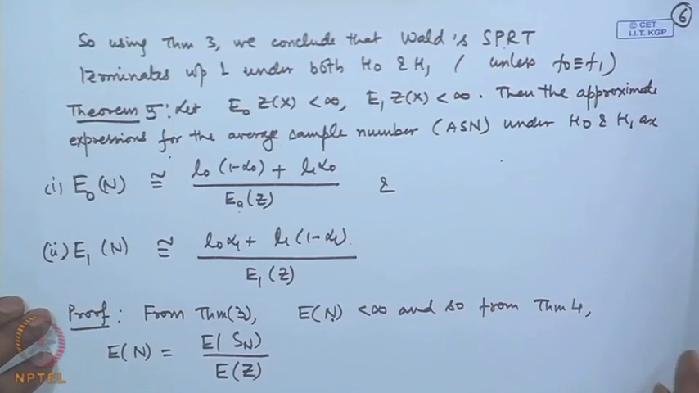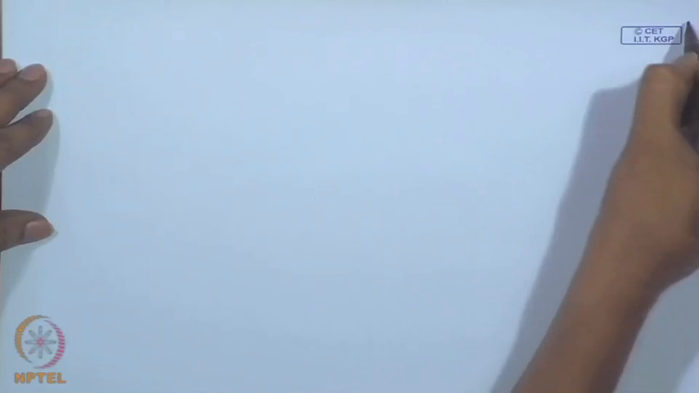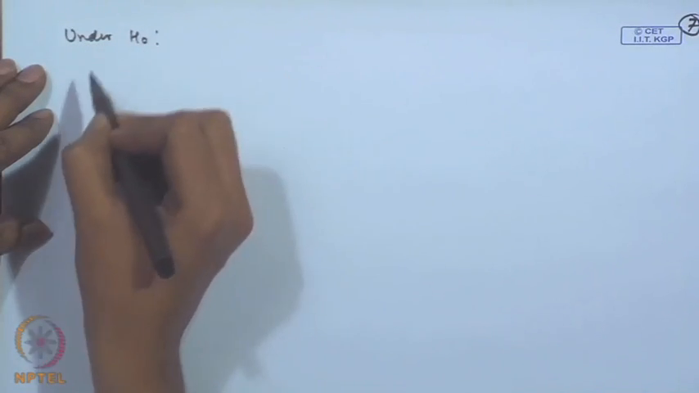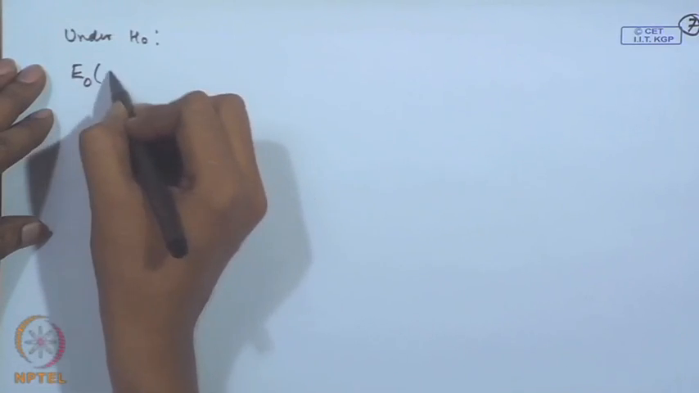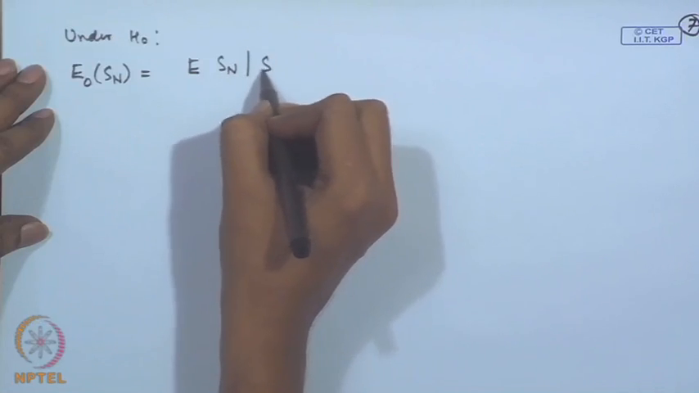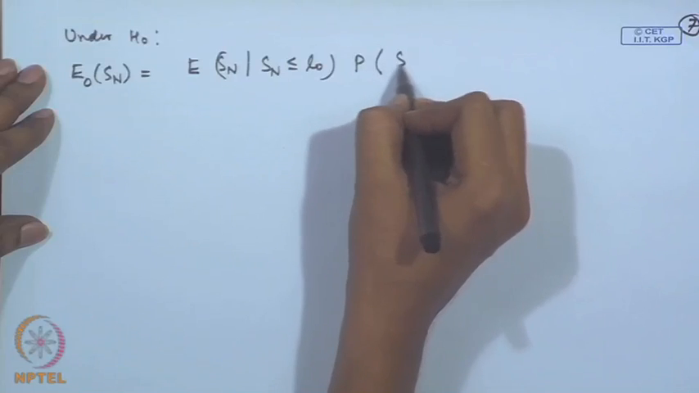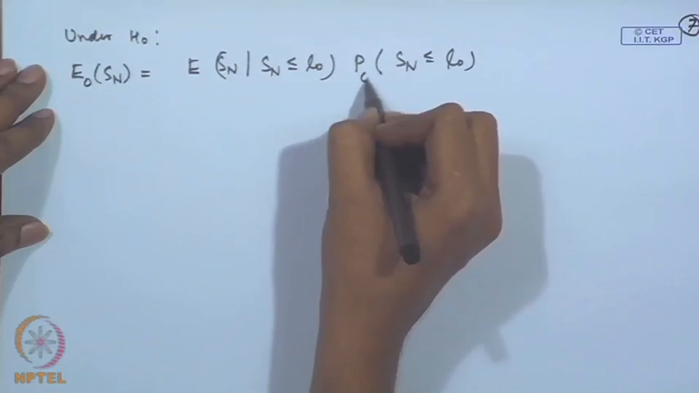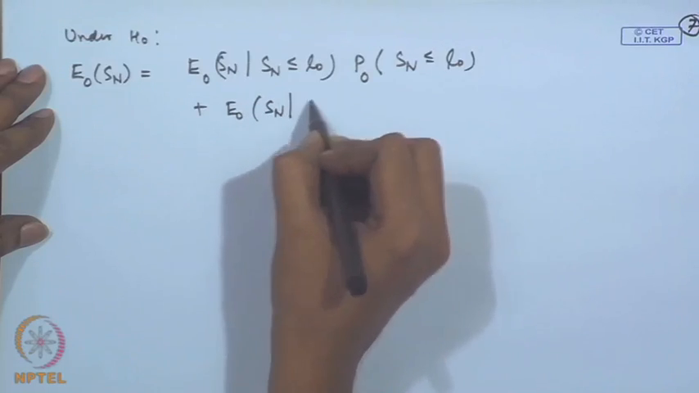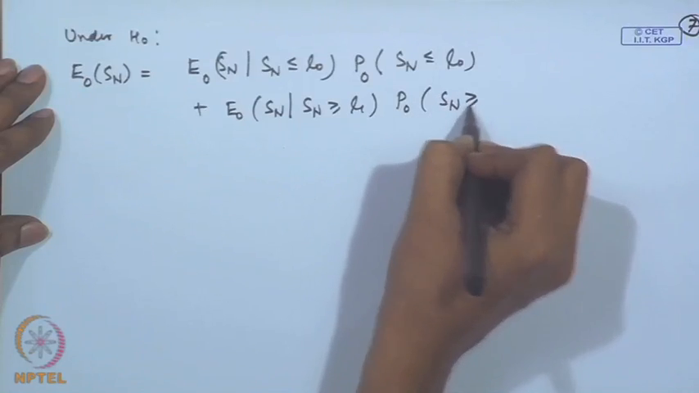Now, let us consider under H naught and H 1 separately. So, let me take under H naught. Expectation of S n, we write as expectation of S n given S n is less than or equal to L naught into probability of S n less than or equal to L naught, under H naught, plus expectation of S n given S n is greater than or equal to L 1 into probability S n greater than or equal to L 1.